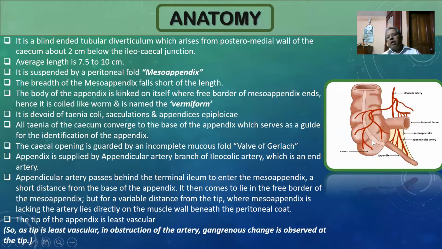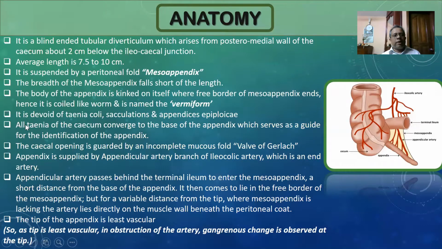So this is the cecum and ascending colon. The longitudinal muscle is there, and surrounding it there are circular muscles. That arrangement causes the sacculation of the large gut. For that reason, in the appendix there is no sacculation and no appendices epiploicae.